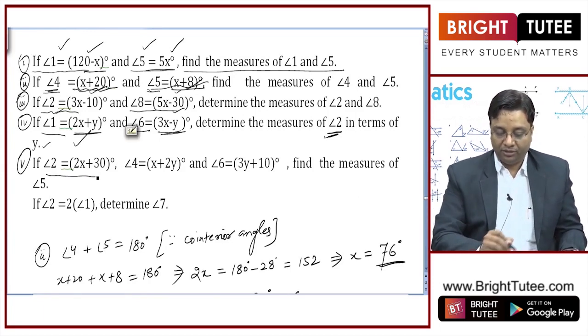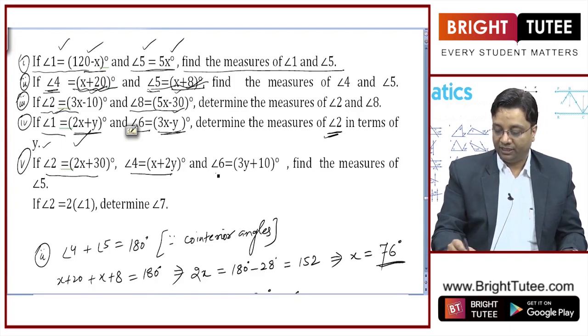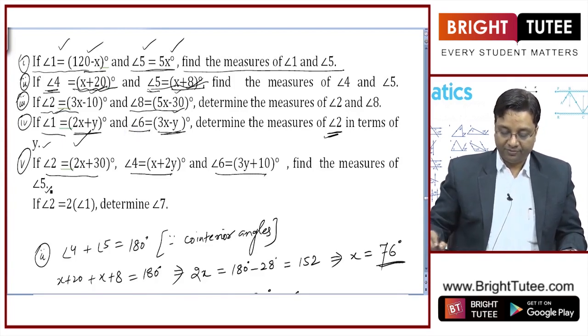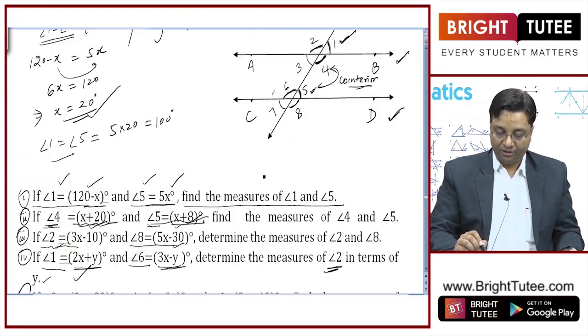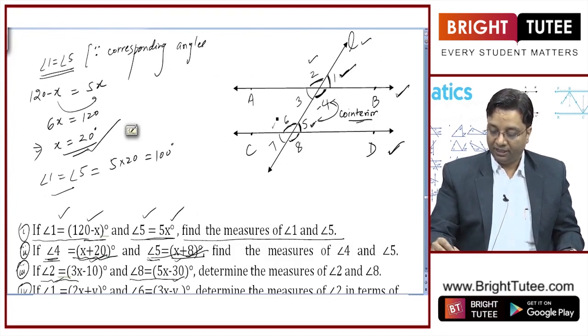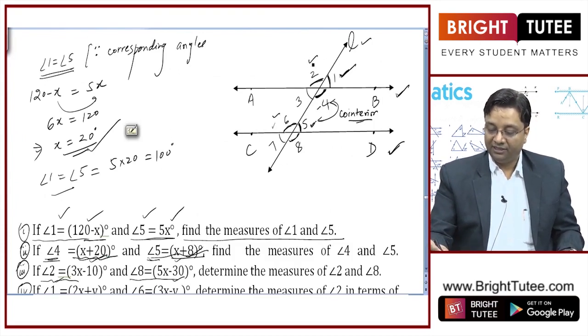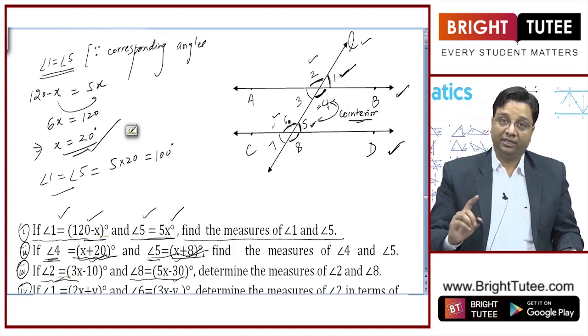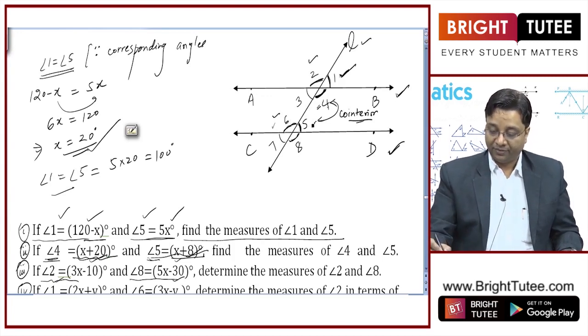Angle 2 is 2x plus 30, and angle 4 and angle 6 are given. We need to find measure of angle 5. 2, 4, 6 are given and 5 has to be found. Essentially these three are the same. Angle 2 is equal to angle 4. Why? Because these are vertically opposite. Angle 4 is equal to angle 6 because these are alternate interior. So these three angles are the same, and we need to find angle 5.